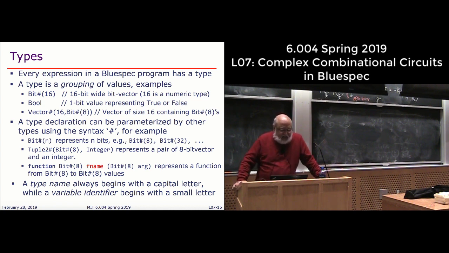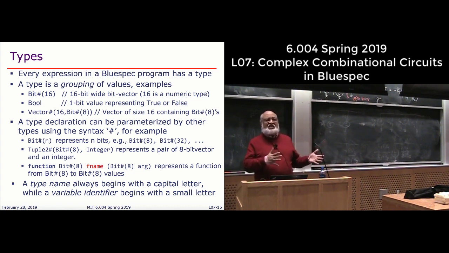The next one is slightly more interesting. We can have a vector. Once you have defined a type, you can use it to define more complex types. A vector has a size, in this case 16. And how big is each element of this vector? 8 bits, right? So these are just some sample types. You can have all kinds of groupings.